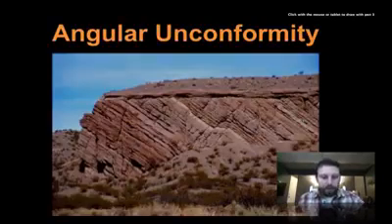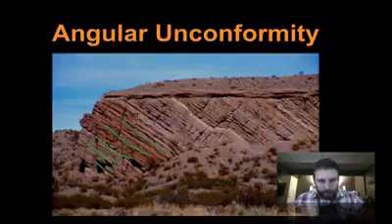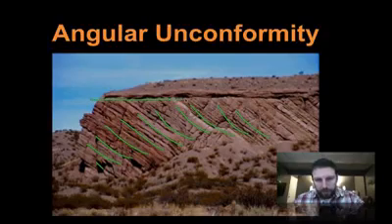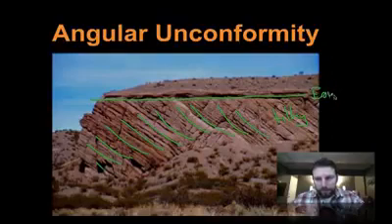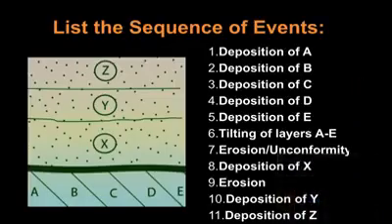Here's another angular unconformity. Very similar to what we saw before. Notice the angular. These were all horizontal layers at some point. And then they were tilted. So there was a tilting event, erosion, or an unconformity, and then more deposition. We could sequence events like this.